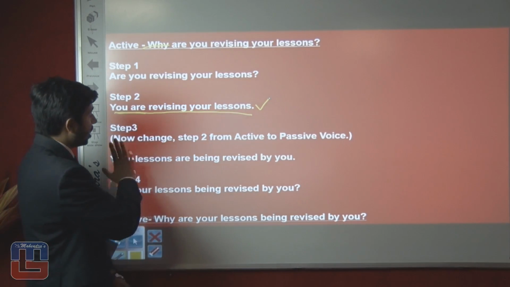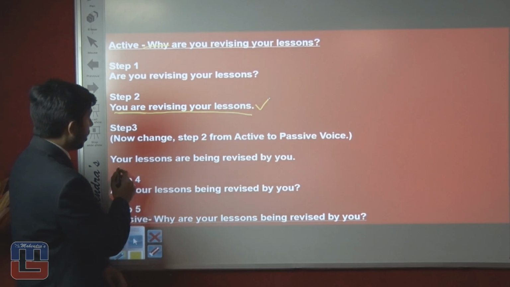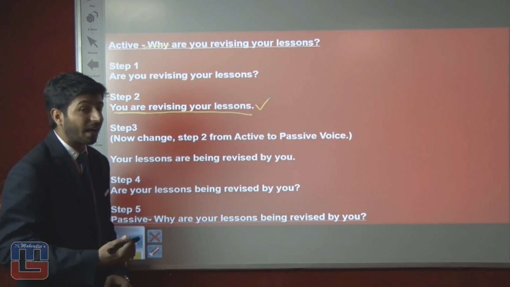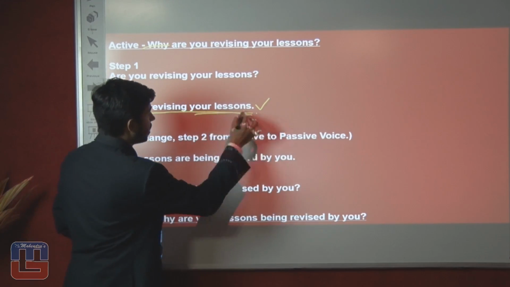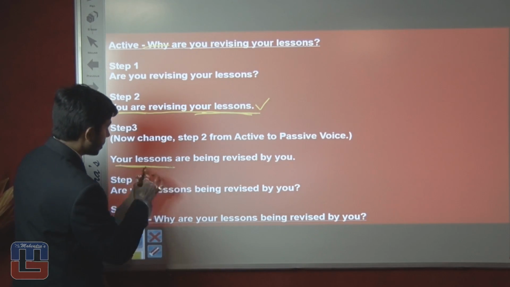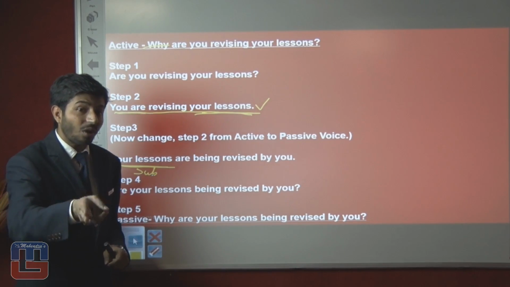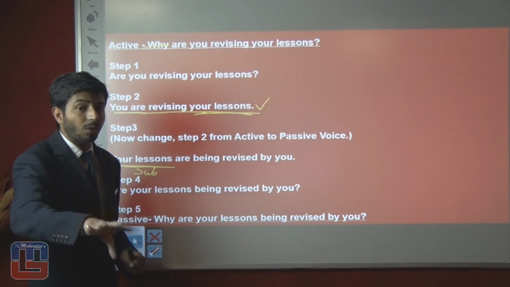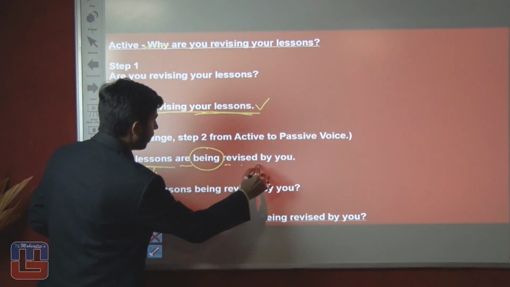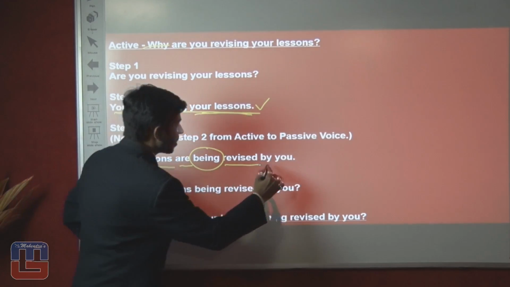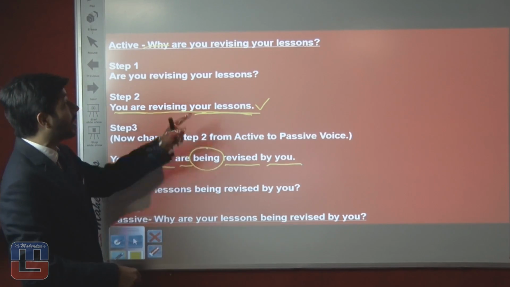So now step 3 says that change step 2 from active voice to passive. From active to passive. So the statement: your lessons are being revised by you. You are revising your lessons. So in the conversion, your lessons here is an object, so it becomes the subject. Are revising works in present continuous. So we have to frame a sentence according to the rule of the passive voice of present continuous. So the structure says are being should be used, revised, and you, which is the subject, becomes the object. So this is the conversion, but not the answer. This is not your answer, because the question is based on the interrogative.